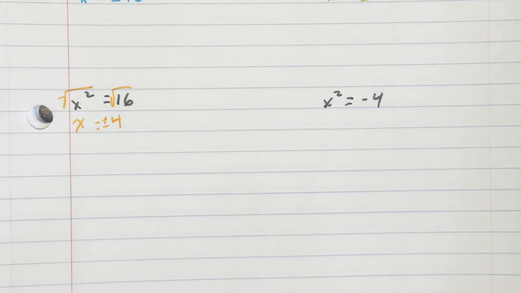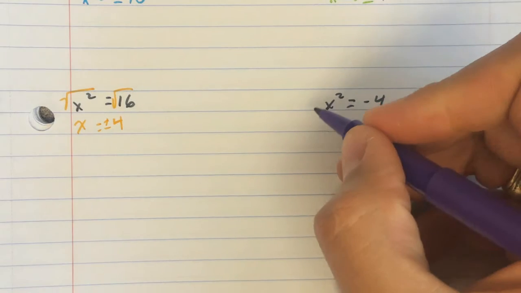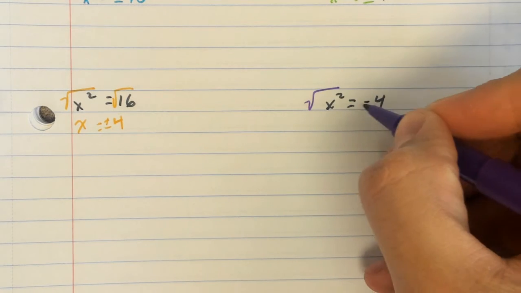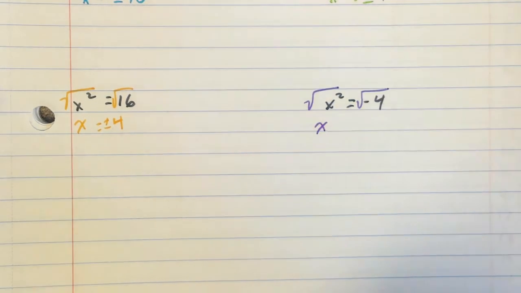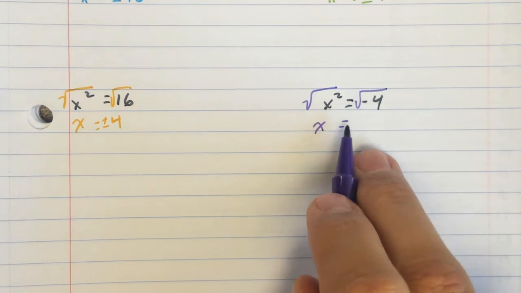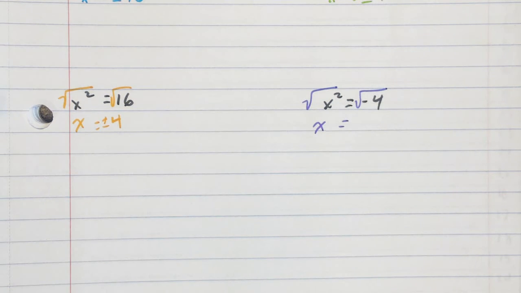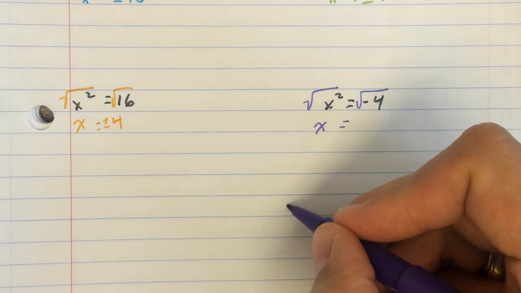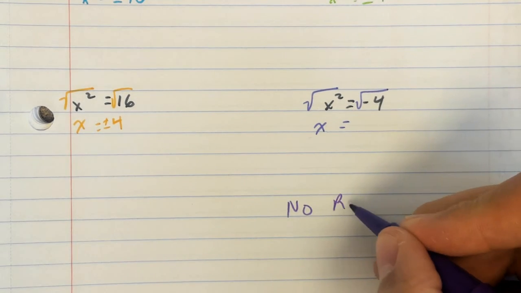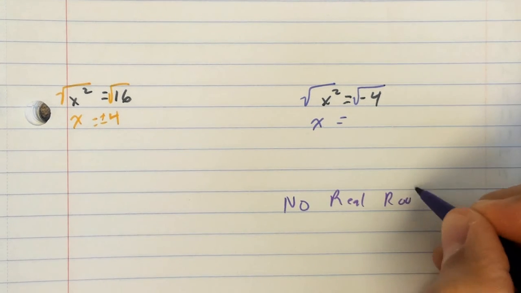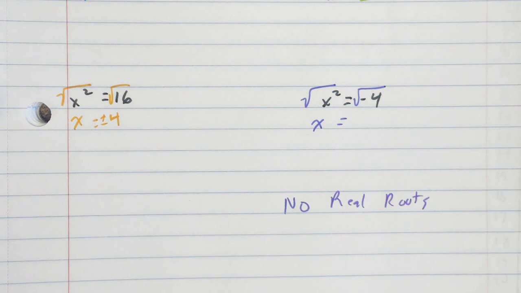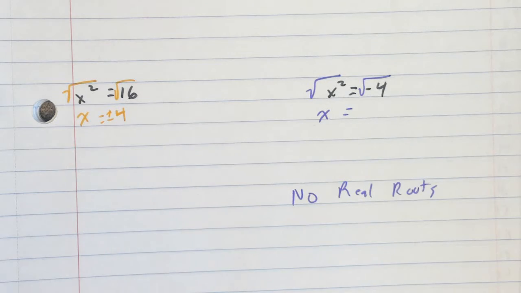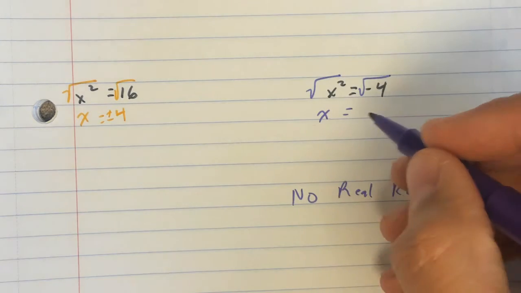And the last one we're going to look at is x squared is equal to negative 4. Take the square root, take the square root. This is x. That's taking the square root of a negative number. This has no real roots. So there really are no real solutions, but we're going to have a complex number or imaginary number here.